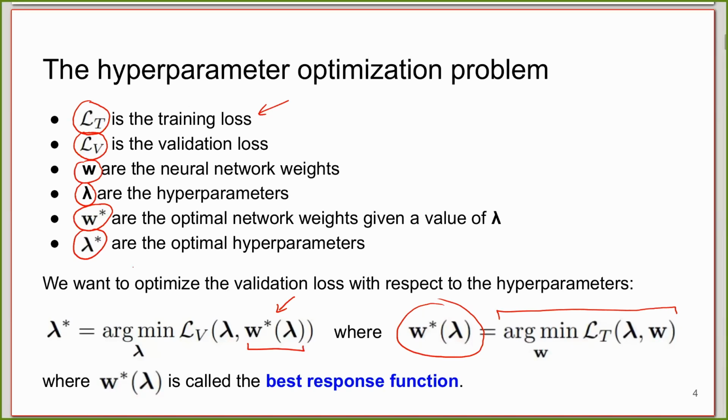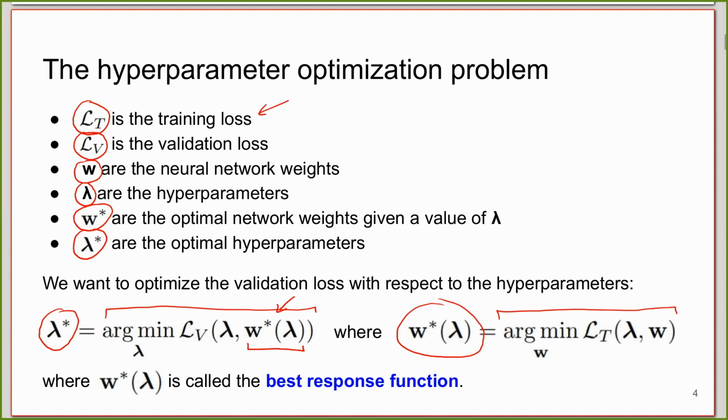And our goal is to optimize that validation loss with respect to the hyperparameters lambda to find the optimal hyperparameters lambda star. Once we solve these problems, we have lambda star, W star, and then we could make predictions with the corresponding W star for lambda star.